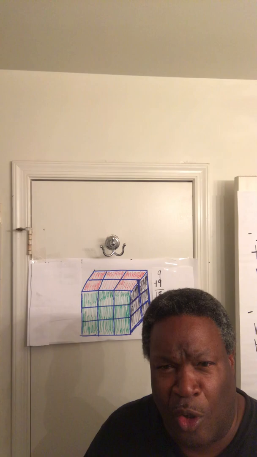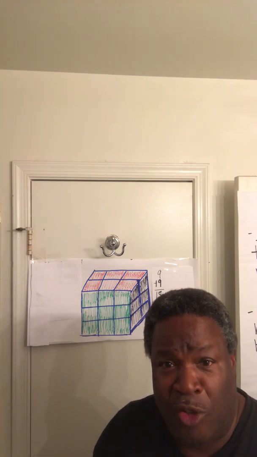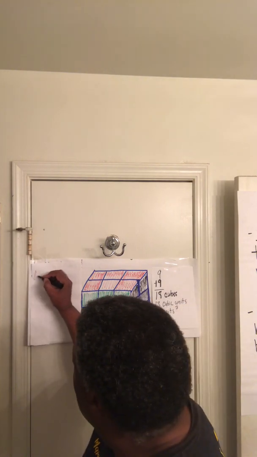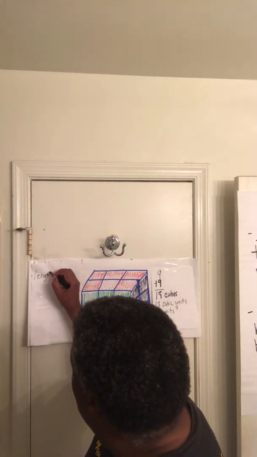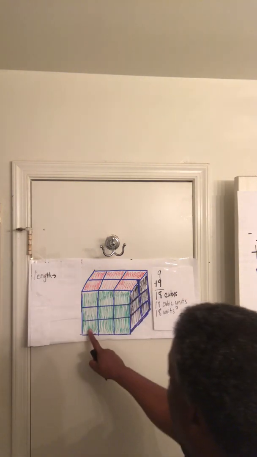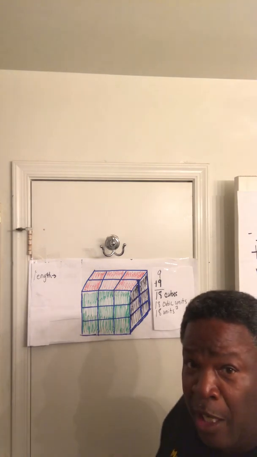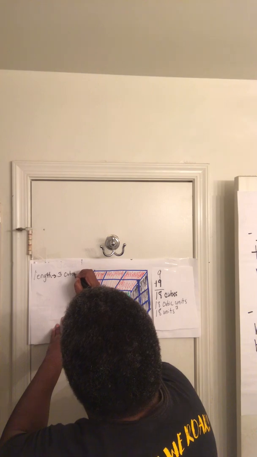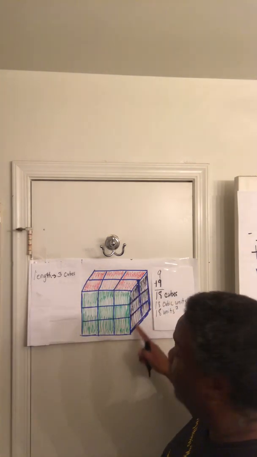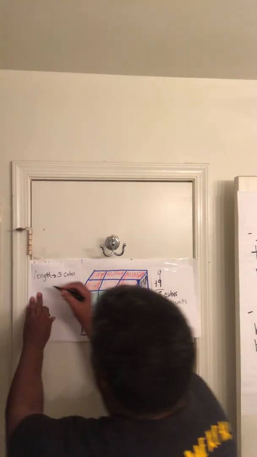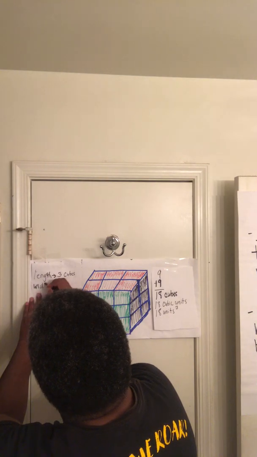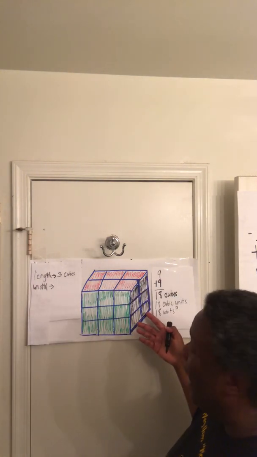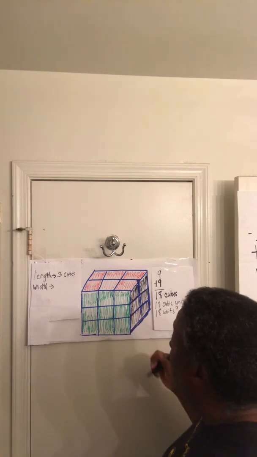first is I'm going to look at the 3 dimensions of this rectangular prism. So first I'm going to consider the length of this rectangular prism, and I see that it is actually 3 cubes. So I'll write that down. Next, I'm going to consider the width of this rectangular prism. And I notice that this rectangular prism has a width of 2 cubes.